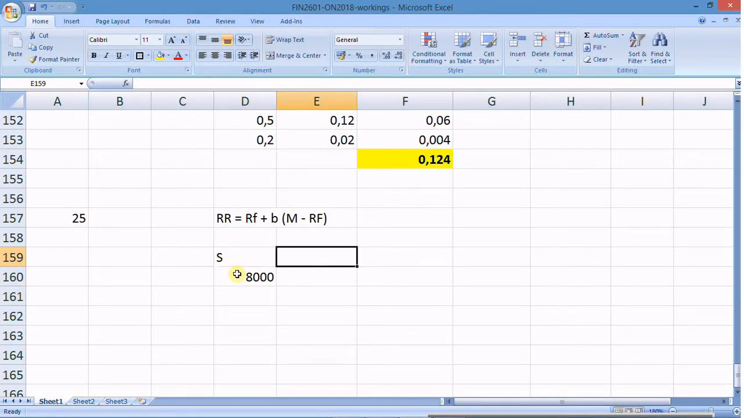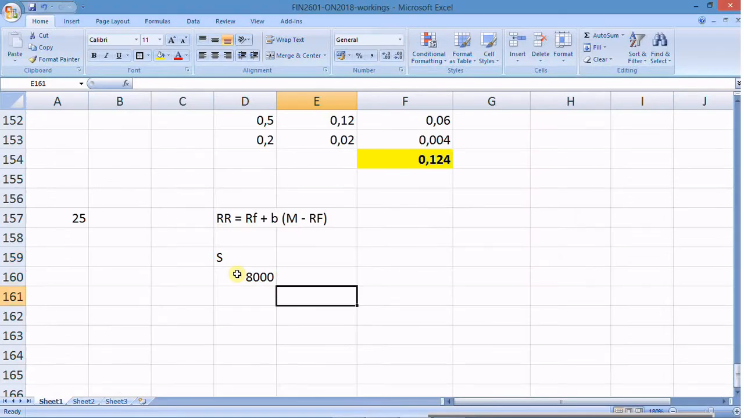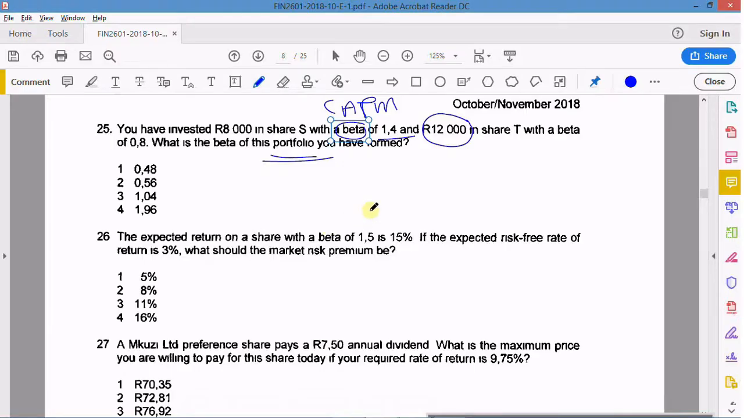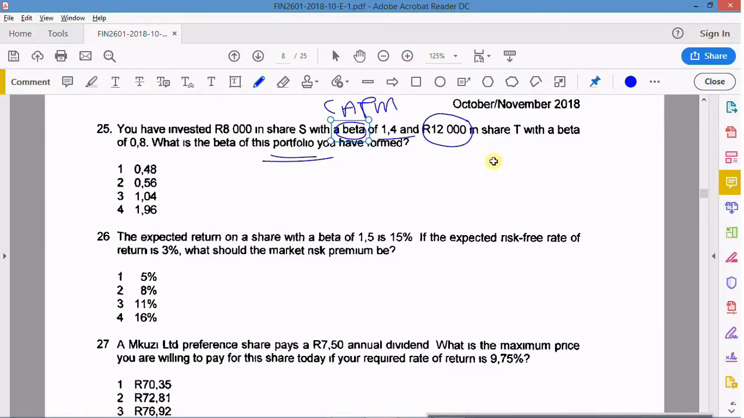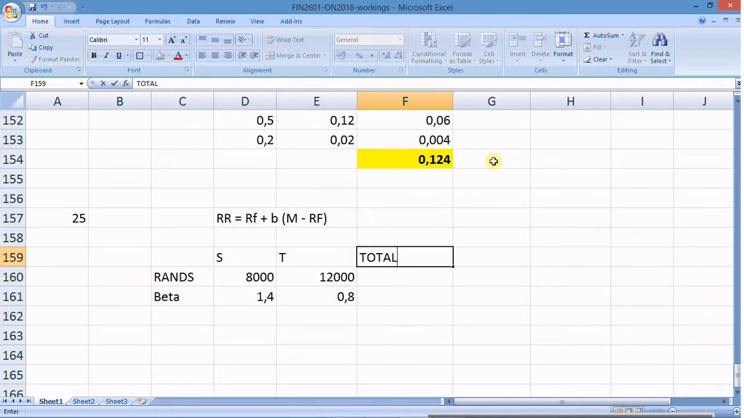I'll show you. Let's just write down the information. 8,000 invested in S with a beta of 1.4. 12,000 in T with a beta of 0.8. Okay, so the total will be what? 20,000. Do you agree?